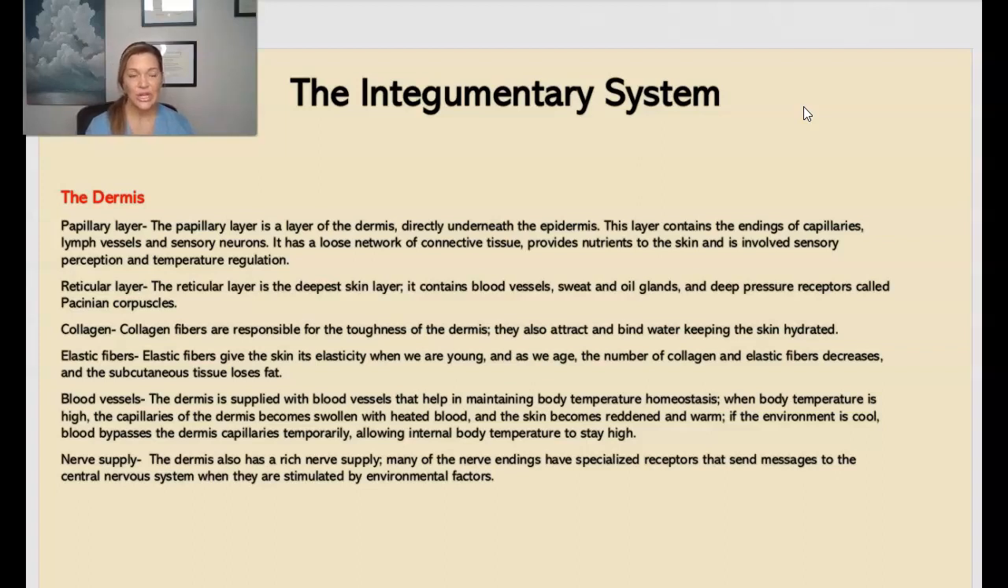Next, we have the collagen. So collagen fibers are responsible for the toughness of the dermis. They also attract and bind to water, helping to keep our skin hydrated. Then we have the elastic fibers. Elastic fibers do, of course, exactly what it sounds like they do. They give our skin its elasticity when we are young, and unfortunately, as we age, the number of the collagen and elastic fibers decreases. Also, the subcutaneous tissue loses fat.